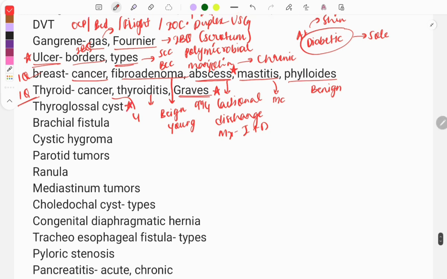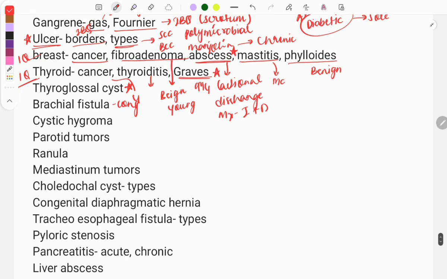Then moving on, branchial fistula. This is also a congenital anomaly, and it develops whenever there is a connection or a fistula formation between the branchial arches. The branchial arches are not developed properly, and due to persistence of any one of the ducts, there will be formation of this fistula, leading to the clinical features.